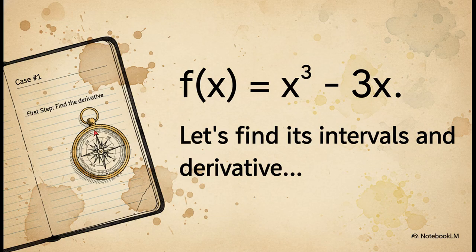Case file number 1. f of x equals x cubed minus 3x. Now what's the first step always? You got it. Find the derivative. A little power rule action gives us f prime of x equals 3x squared minus 3.